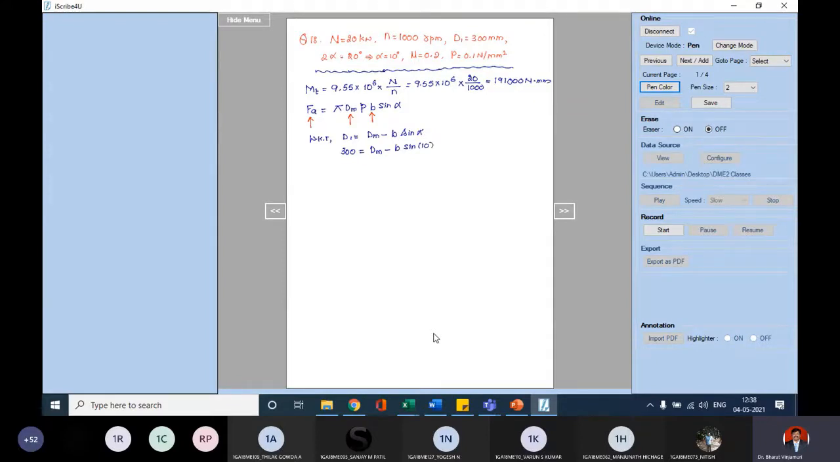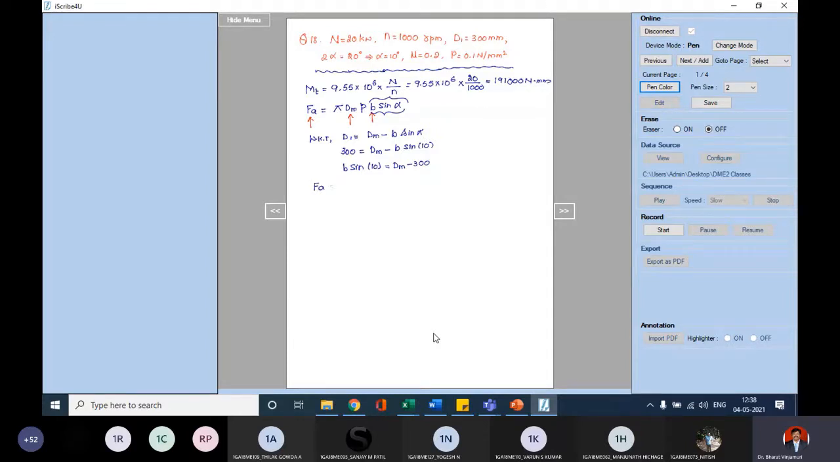So once again you have got this value. In this case I can directly write b into sin 10 degrees. If I take this entire value, b sin alpha, can I say that it is nothing but dm minus 300? So let this value be as it is. Now I'll go back to FA. I need the relation between dm and b. You can substitute sin 10 also, and divide all things.